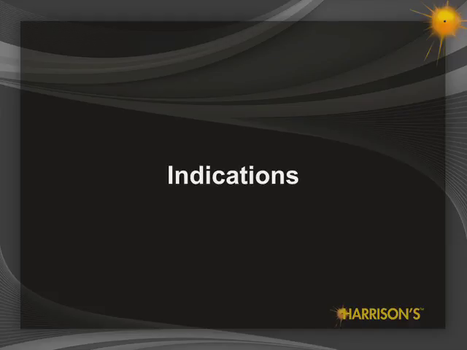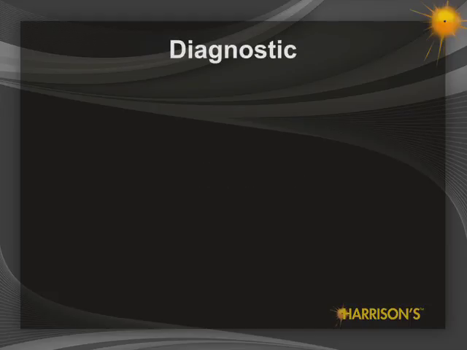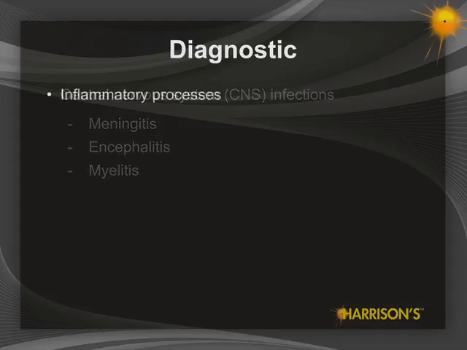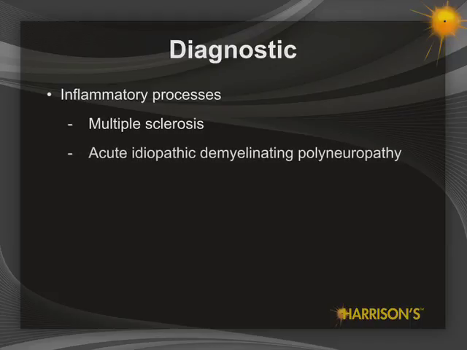A lumbar puncture is performed for either diagnostic or therapeutic purposes. It is essential in establishing a diagnosis of CNS infections, including meningitis, encephalitis, or myelitis. A diagnostic lumbar puncture can also be useful in diagnosing inflammatory processes such as multiple sclerosis, an acute idiopathic demyelinating polyneuropathy, also known as Guillain-Barré syndrome, and vasculitis.